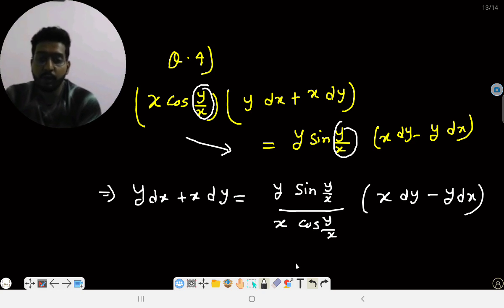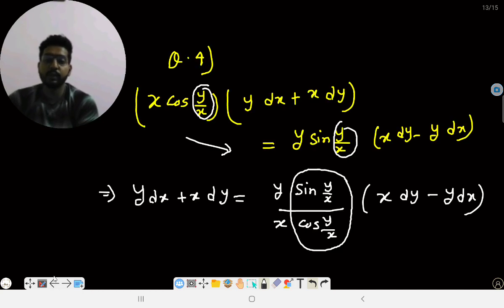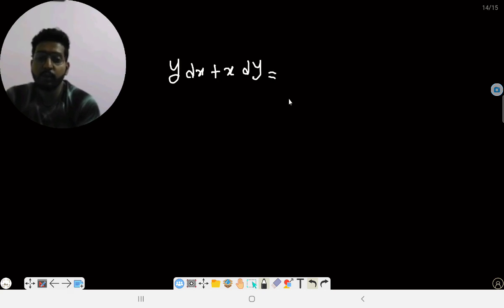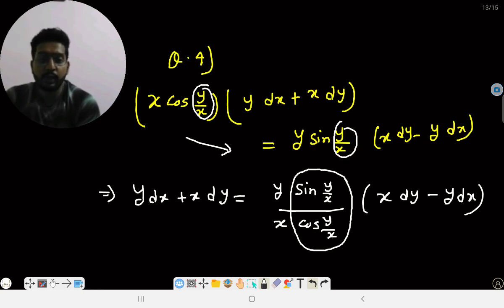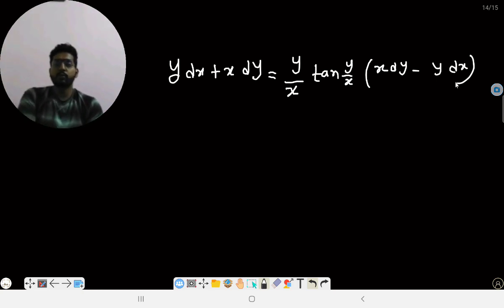Now here y/x, you can see this is sine by cos. Now what is sine by cos? That means it will be tan. So it will be y dx plus x dy equals y/x tan(y/x) into x dy minus y dx. Now look at this, somehow there is a y/x, we can get y/x here.